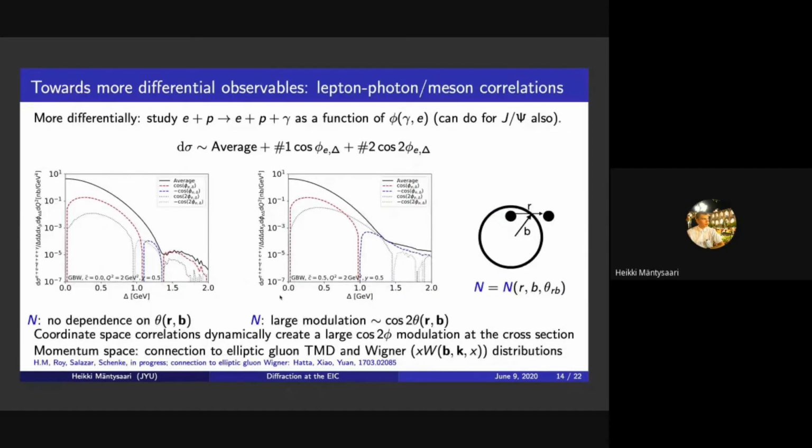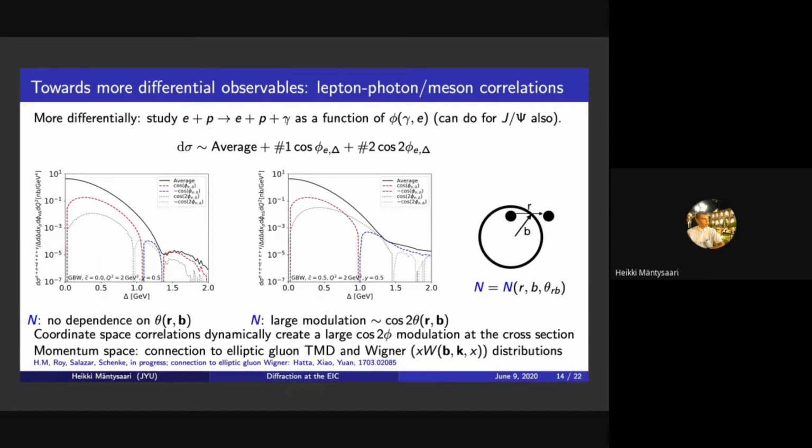Finally, the last topic related to vector mesons is going to more differential observables. So far, this has been only measuring the total cross-section as a function of momentum transfer. Now, I'm showing you just a couple of preliminary plots from the recent work we have in progress with Kaushik Roy, Farid Salazar, and Björn Schenke from BNL, where we are looking at electron vector meson or electron photon correlation.